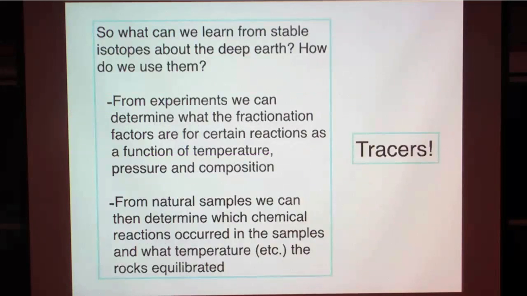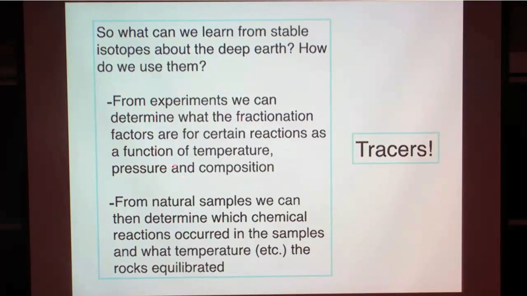So what can we learn from stable isotopes about the deep Earth? When I was first asked to give this talk, if you remember Michael's question to Uli earlier, there's no rate, right? So how can you talk about flow when there's no time dependence? Well, stable isotopes, by definition, don't change with time. But they're wonderful tracers of chemical and physical processes that you can then use to talk about things such as flow in the deep earth. So I'll try to show you examples of that.